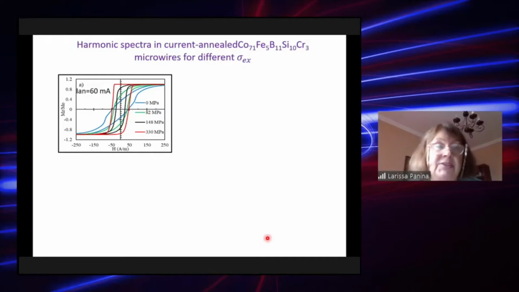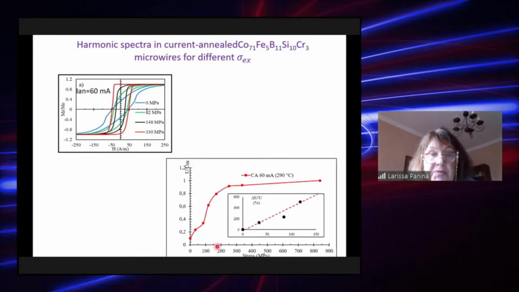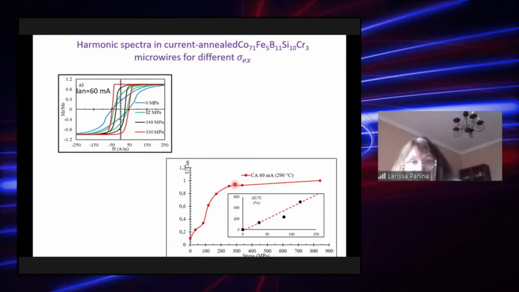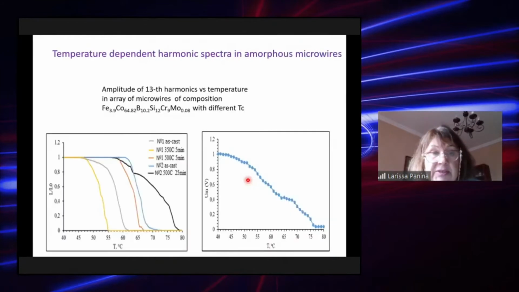For the wire annealed by current, the situation could be different. So that is the blue curve for zero applied stress, and the red one, rectangular, for higher stresses. In this case, what happens with the stress, the amplitude of, for example, here, that is, I think, kind of the 11th harmonic, is that the amplitude of the harmonic increases. Again, that could be easily detected.